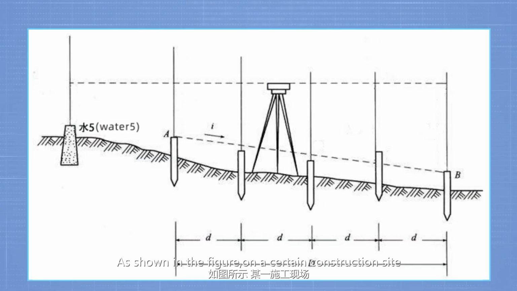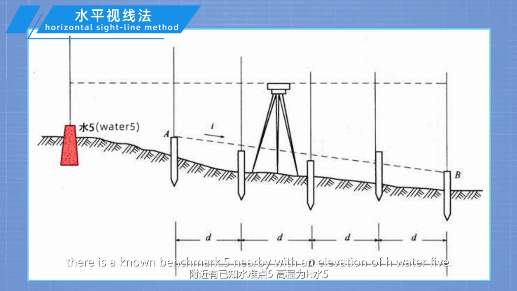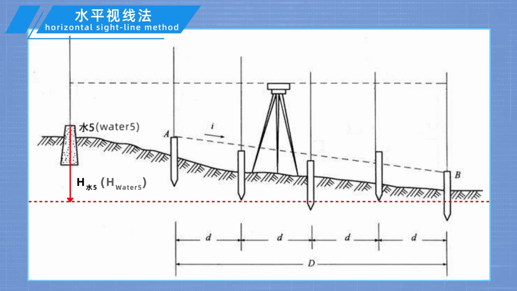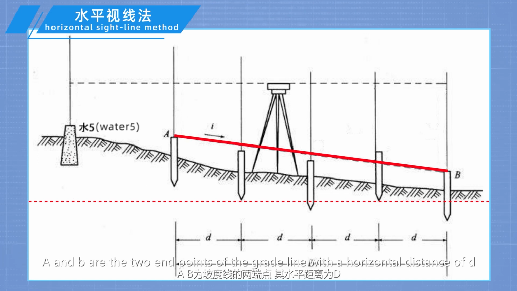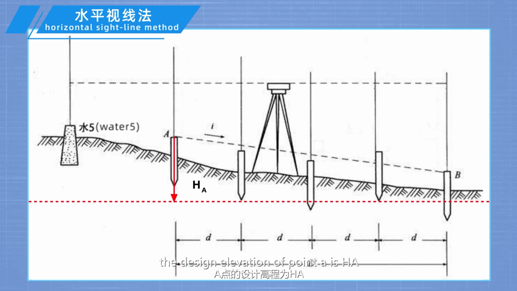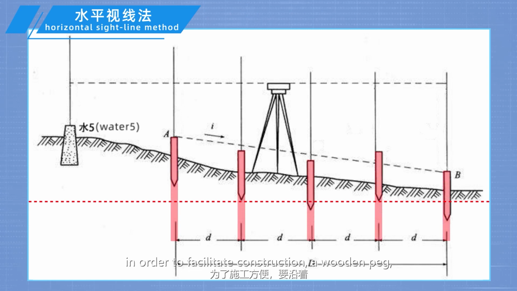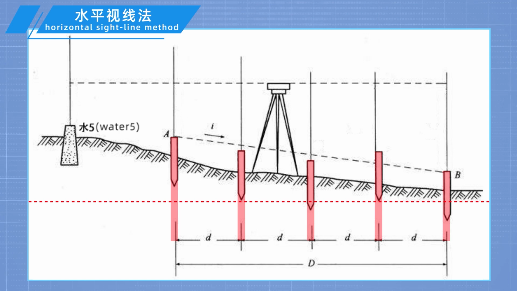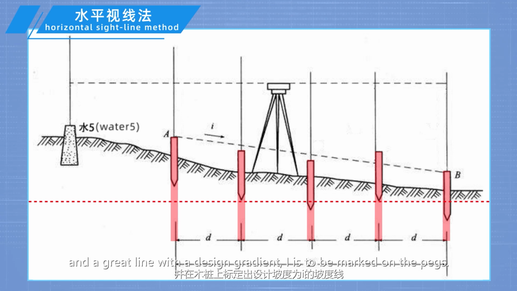As shown in the figure, on a certain construction site, there is a known benchmark point 5 nearby, with an elevation of h water 5. A and B are the two endpoints of the grade line, with a horizontal distance of d. The design elevation of point A is Sh. In order to facilitate construction, a wooden peg, grade peg, is to be driven into the ground at a regular interval d along the AB direction, and a grade line with a design gradient I is to be marked on the pegs.